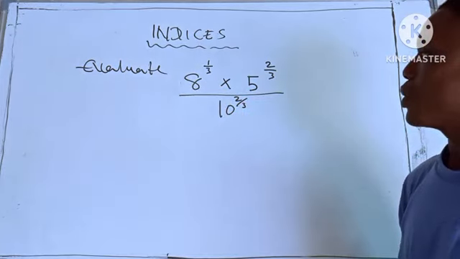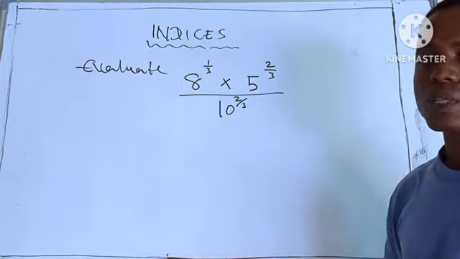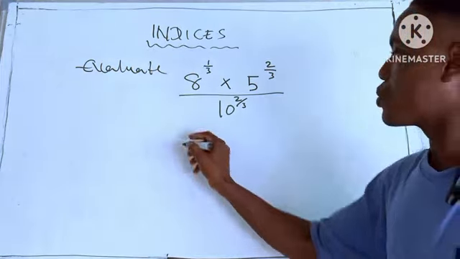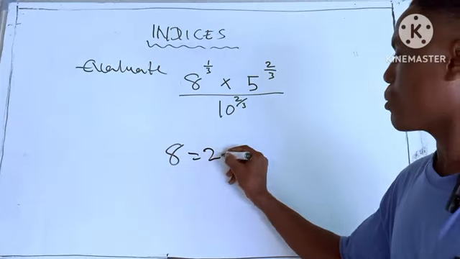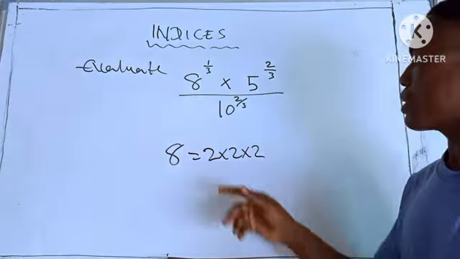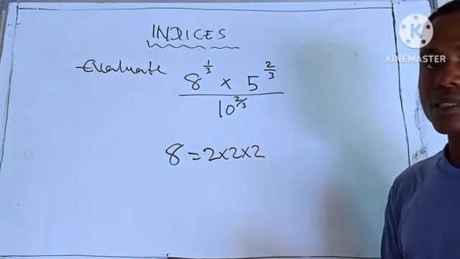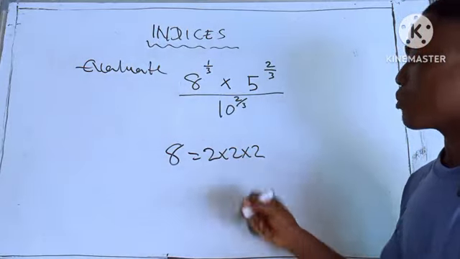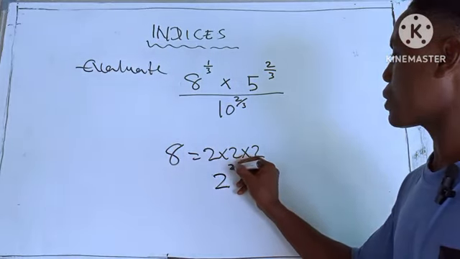It's 8, right? What you need to do is first you must convert this 8 to index form. Are you getting it? Index form. Okay. So we have 8, and to change 8 to index form is 2 multiplied by 2 multiplied by 2, 3 times, right? So meaning 2 times 2 is what? Is 4. Then 4 times 2 is what? Is 8, isn't it? So to change this to index form, it will now be 2 raised to power 3.